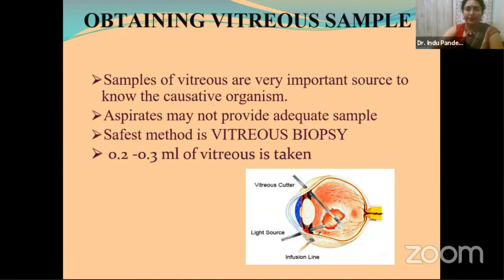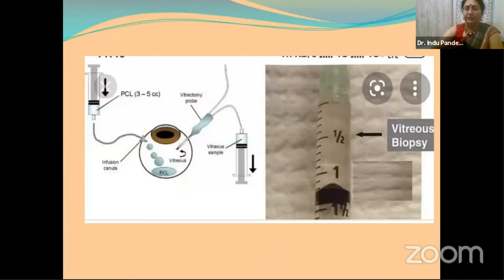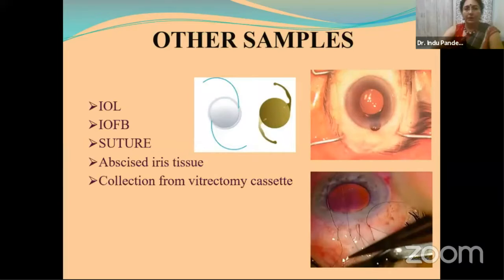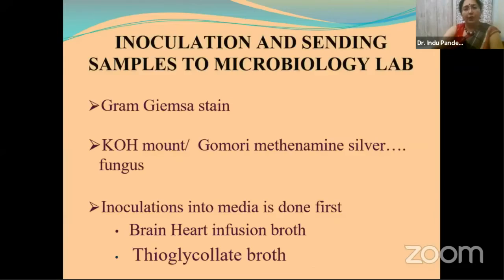Hence, the safest method is by vitreous biopsy, which can be done either with the infusion line on, which will give you a diluted sample, or without the infusion line, wherein the suction port of the vitrector is replaced with a shorter tubing to which is connected a syringe to facilitate manual suction, and 0.2 to 0.3 ml of vitreous is taken. The other samples that you could look for are the explanted IOLs, the IOFBs, sutures, excised iris tissue, and collection from the vitrectomy cassettes.